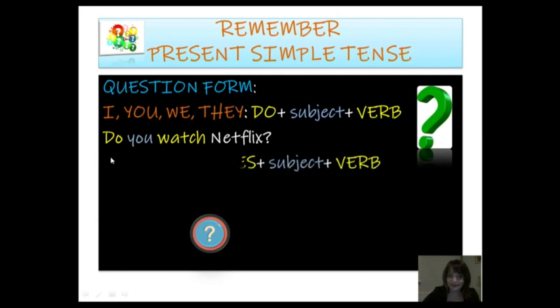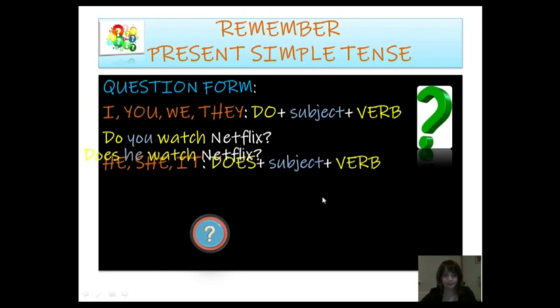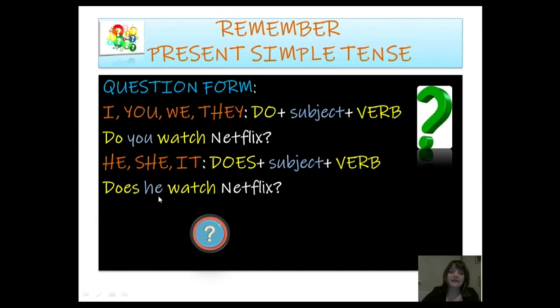On the other hand, when we have he, she, or it, we start the question with does, then we put the subject, he, she, it, plus verb. For example, does he watch Netflix? Da li on gleda Netflix? Again, we don't have es ending on the verb. Why? Well, it is because we use does.